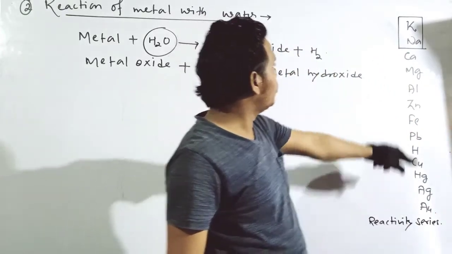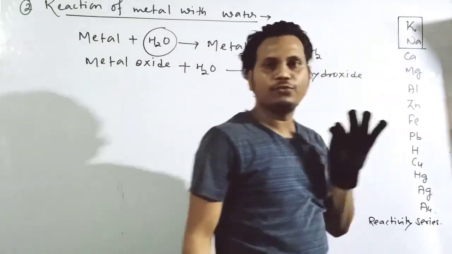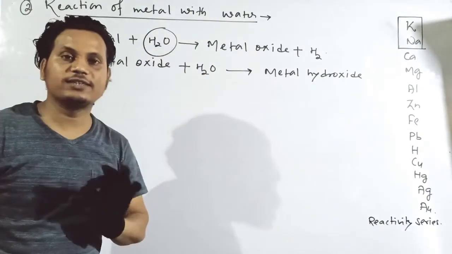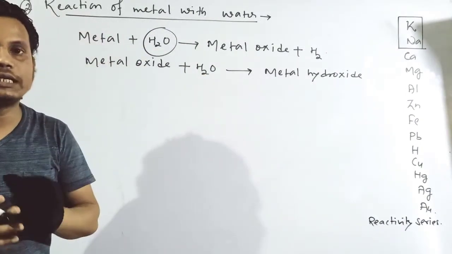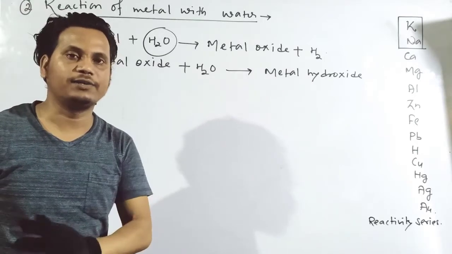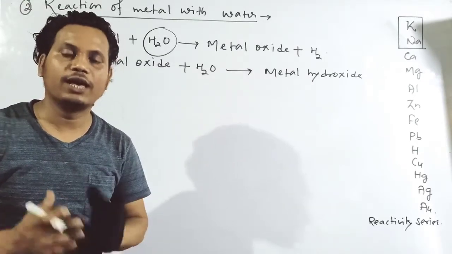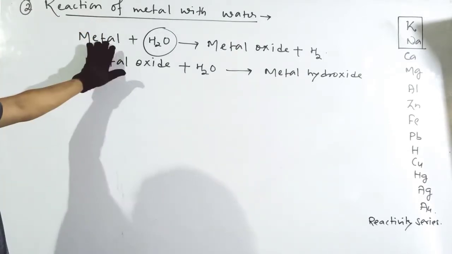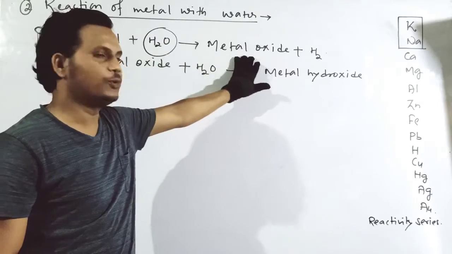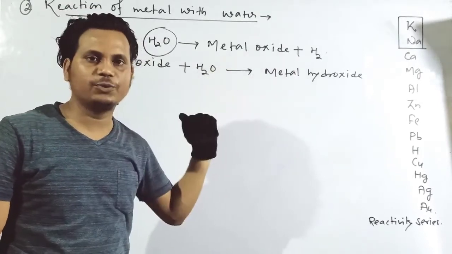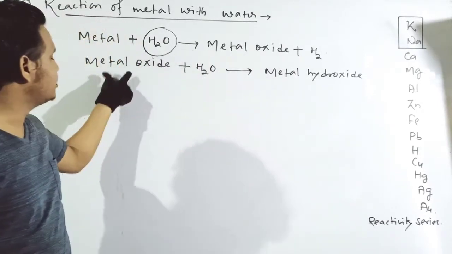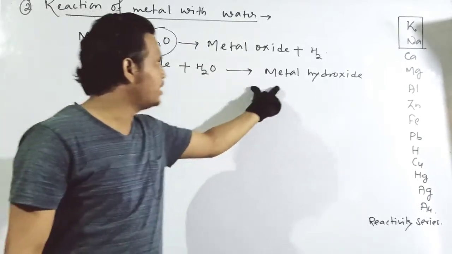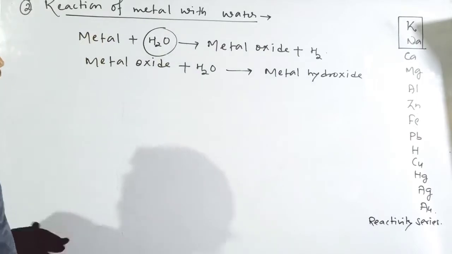So the reaction of sodium and potassium with water takes place. Water in this case is cold and the reaction speed is very high. The reaction is vigorous and a large amount of heat is produced. Metal reacts with water to produce metal oxide and hydrogen. If the metal oxide is water soluble, because we have enough water, then the final product will be metal hydroxide.